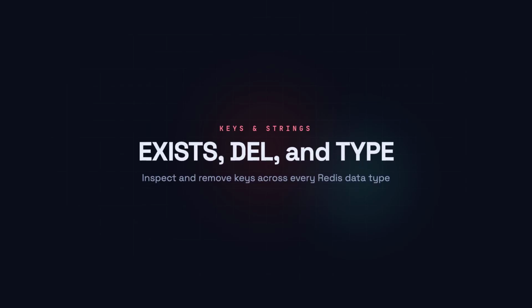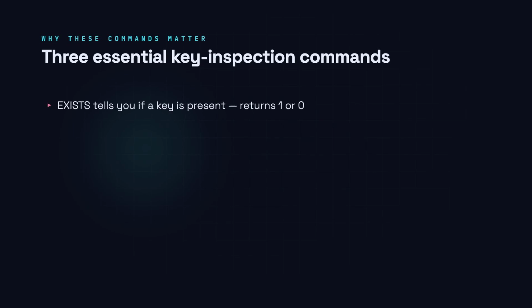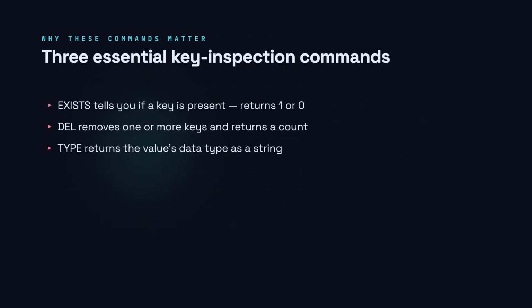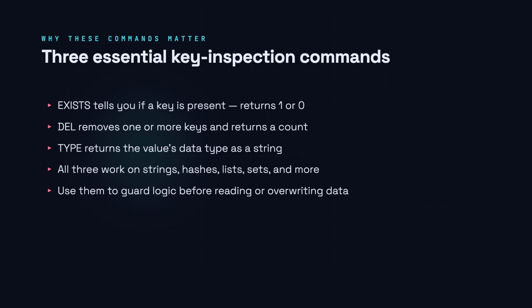Before you can safely read or write a key, you often need to know whether it exists and what kind of value it holds. Exists, delete, and type give you exactly that. These three commands let you interrogate Redis before acting on data. Exists prevents stale reads, delete cleans up keys, and type stops you from calling the wrong command on the wrong value type.